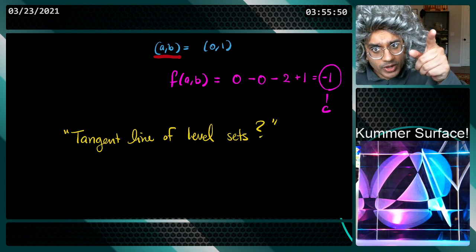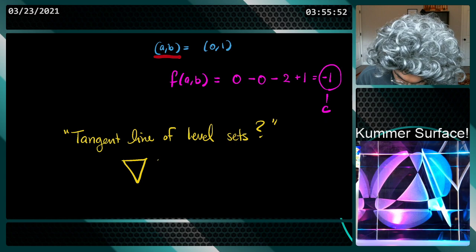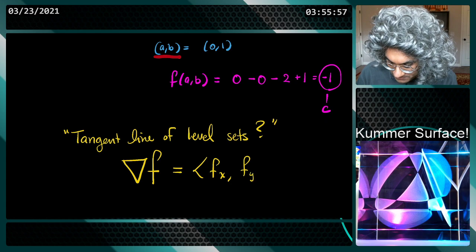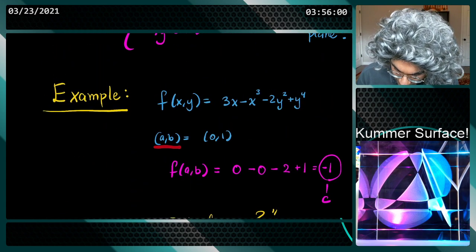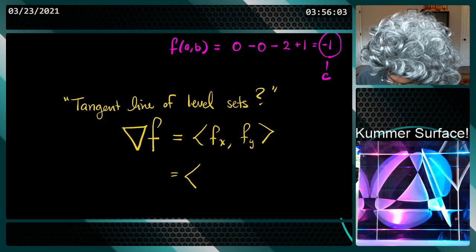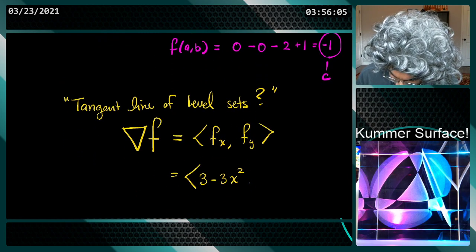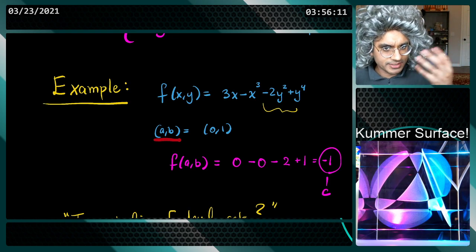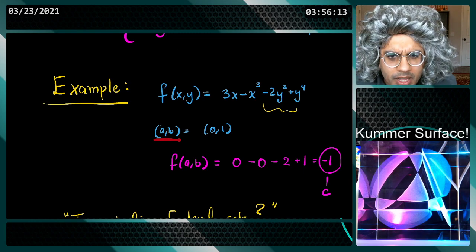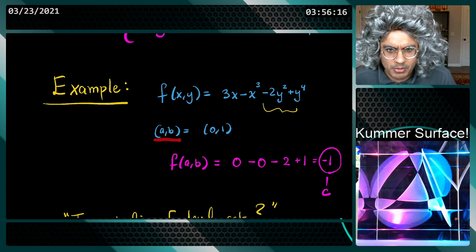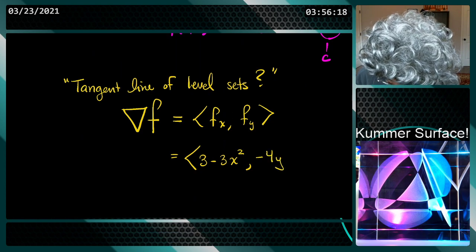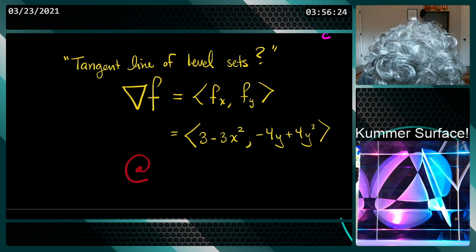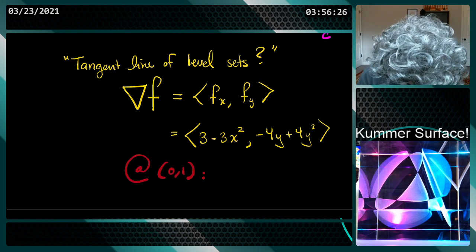Step one, always, write down the gradient. The hero of the day. Well, it's the x partial and the y partial. And you know what? Just write it down for everything. 3 minus 3x squared. And then the partial with respect to y, the x stuff is held constant, so it's like adding a constant. And then you get negative 4y plus 4y cubed. I'm old, so you gotta make sure I get it right. And then at 0, 1, you get this.